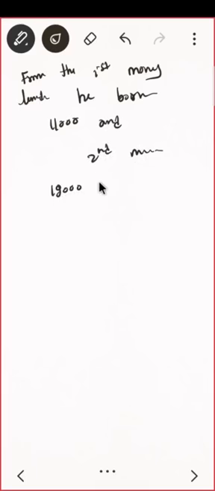he borrowed 11,000 and from the second moneylender he borrowed 19,000. Addition should be 30,000. Correct? Yeah, is that okay? Nice.